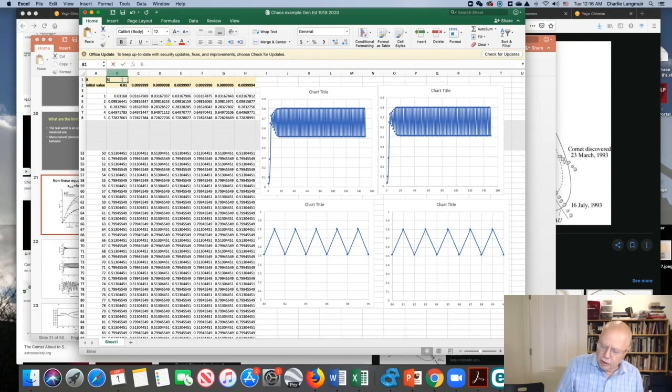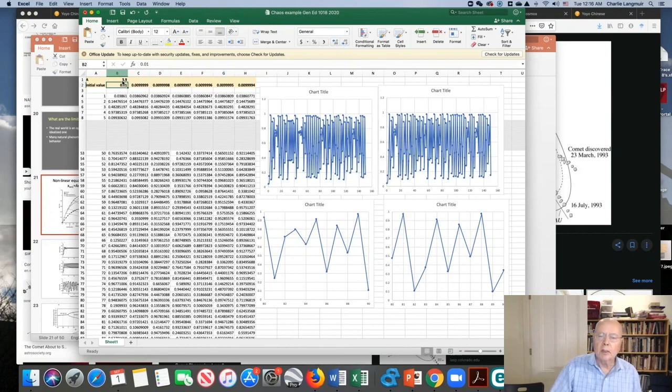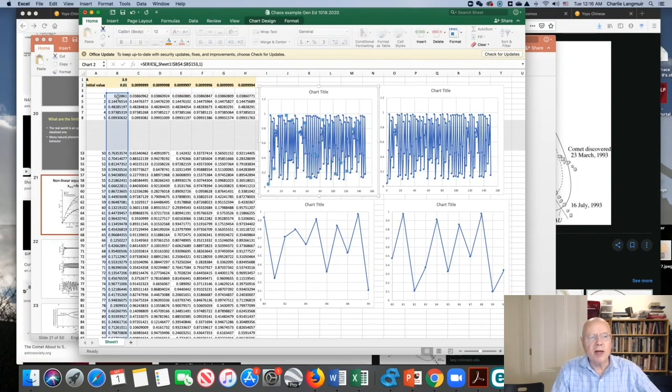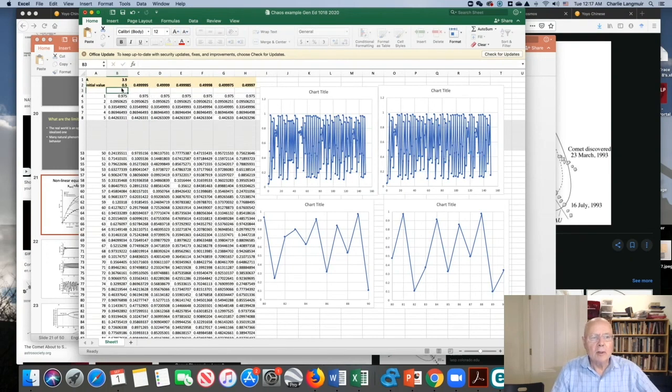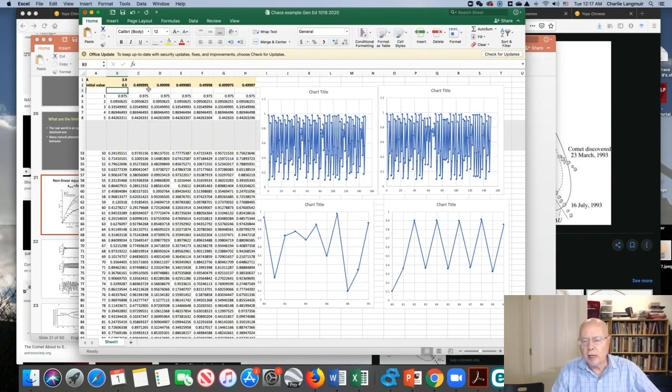Things get very interesting, though, when you get up to values of, say, 3.9. Now we're looking at these 2 different graphs. This one is based on our starting value of 0.001, and this one is based on a starting value that's just a tiny bit different, 0.009 with a bunch of other 9s after it. Or if we started at a value of 0.5, this one would be 0.499995.